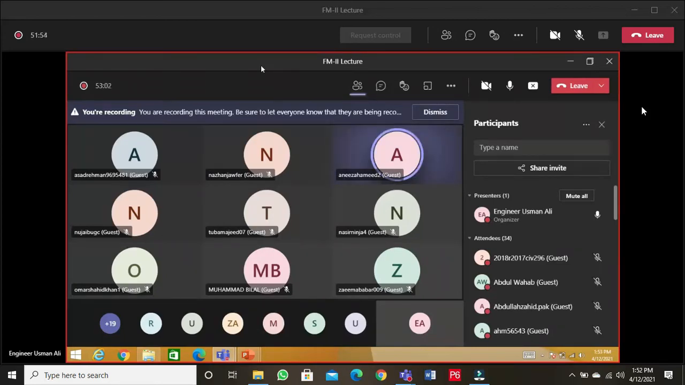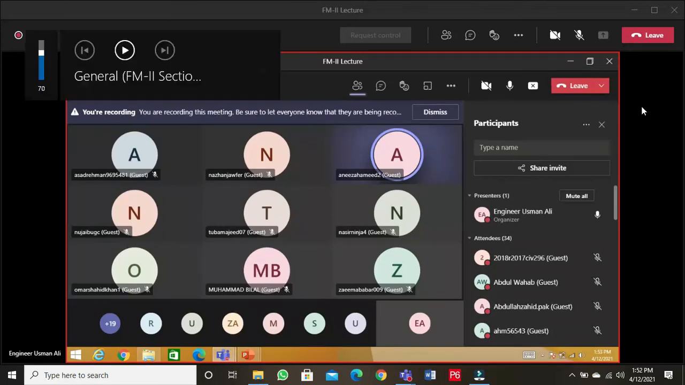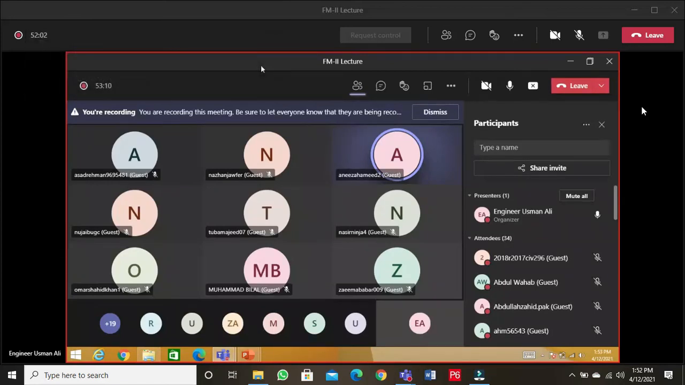Yes, any question? Sir, we have calculated the stream function and velocity potential for irrotational flow. So सर अगर rotational flow तो फिर इनकी क्या state होती है?